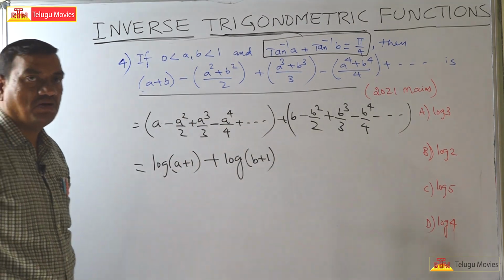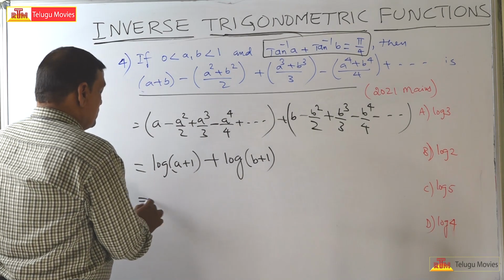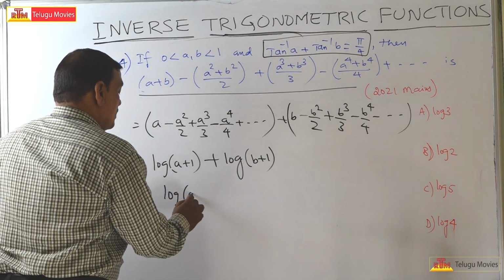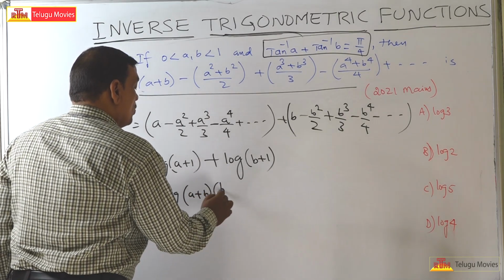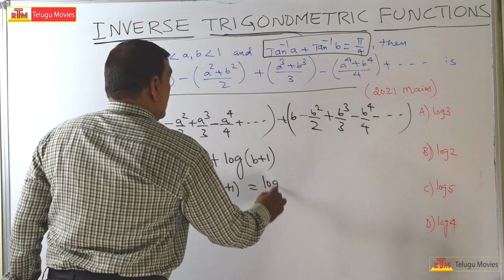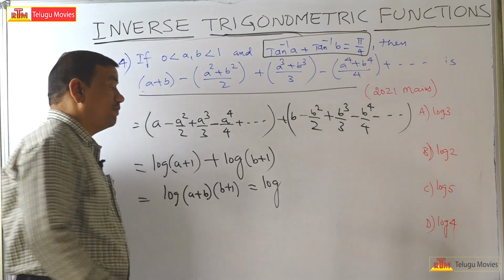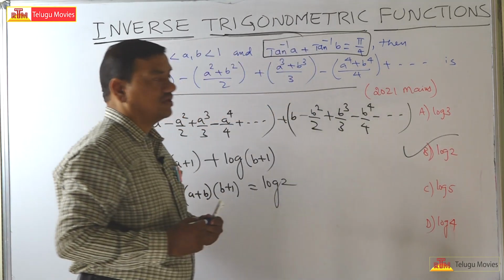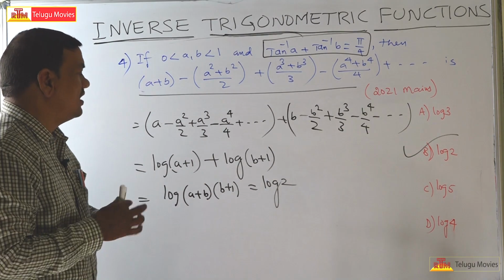That you have to remember. So this implies log a plus log b, log of a plus b, a plus log of a into b. This we already found out, a plus b into b plus 1 has value 2. Therefore log 2 is our answer.